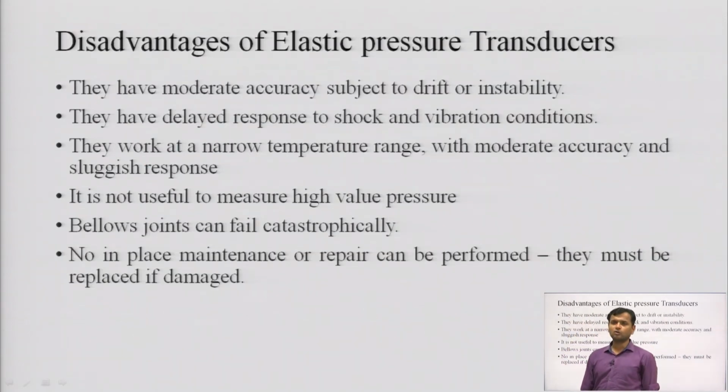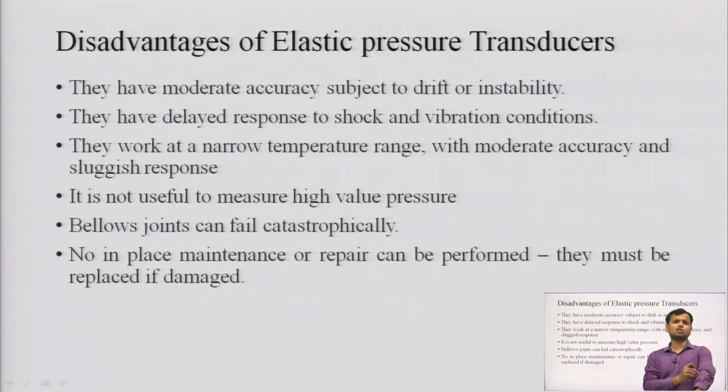Now, when we talk about the disadvantages of elastic pressure transducer, firstly they have a moderate accuracy subject to drift or instability, because all parts are mechanical. So, some type of wear and tear will be there in the devices or in the measurement. So, maintenance is required from time to time when we are talking about mechanical pressure devices, and elastic pressure transducers lie in the category of mechanical pressure devices.